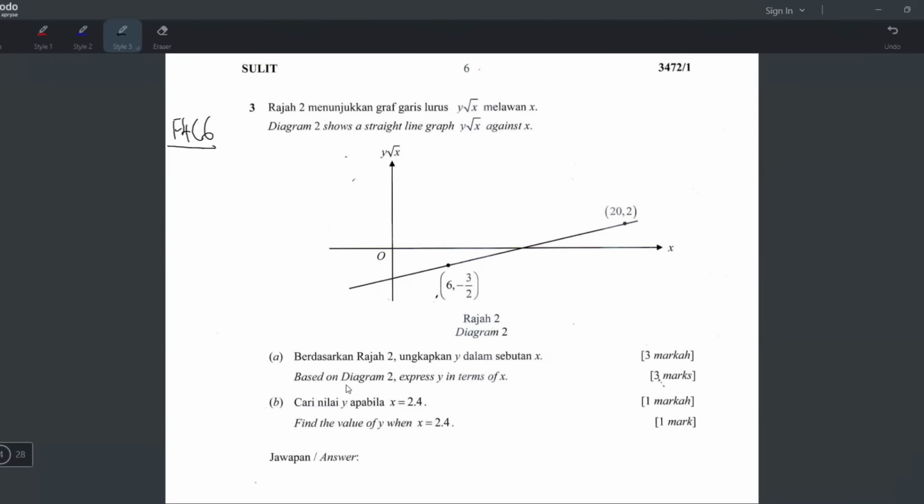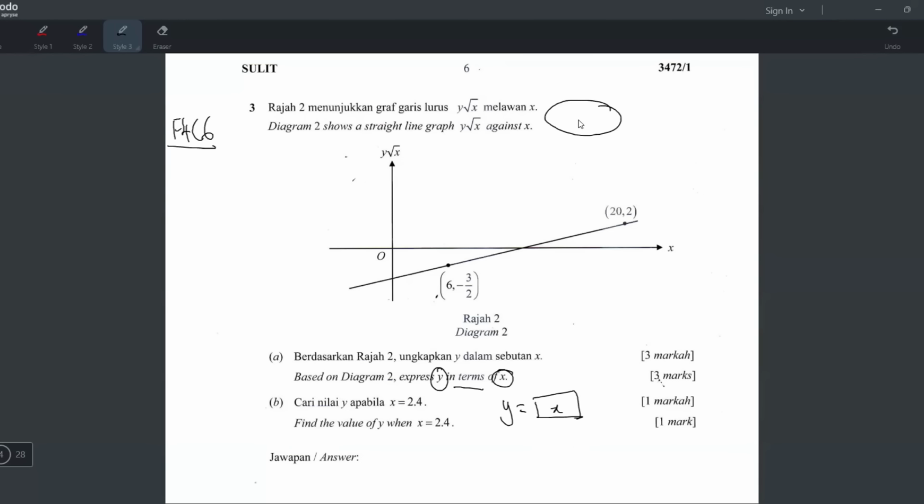Question A says, based on diagram 2, express small y in terms of small x. So later your final answer will be small y equals something, small y equals something with x. Alright, so what do we have to do now? For most of the linear law questions, the easy ones, they will give you the equation.